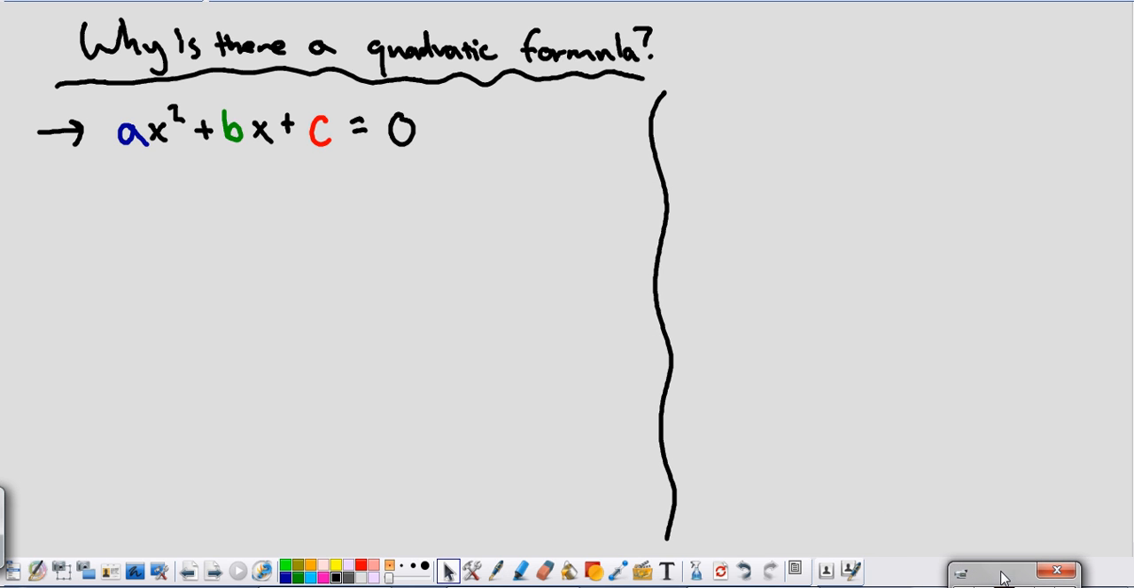Alright, in this very special segment of 5-minute math, we're going to derive the quadratic formula. Remember that most quadratic equations look like ax squared plus bx plus c equals 0, where a, b, and c are some numbers usually.